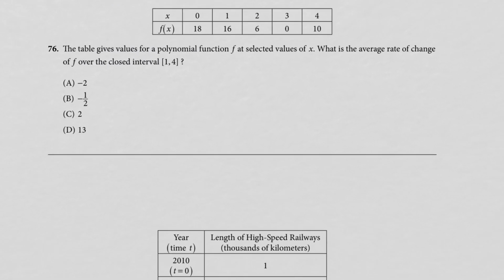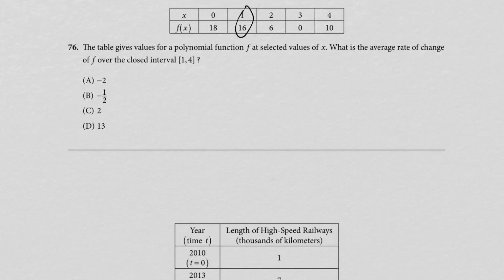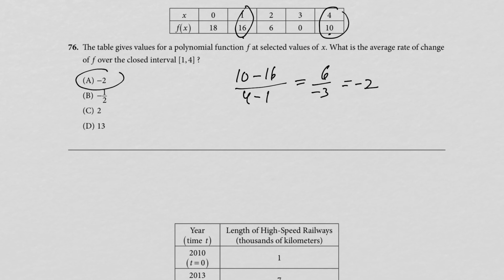So the first question here, 76. Here's a table. They want the average rate of change. Average rate of change is basically like slope. So from 1 to 4, you do 10 minus 16 over 4 minus 1, which is 6 over negative 3, which is negative 2, which is the answer to that question. Officially, it's f of b minus f of a over b minus a.